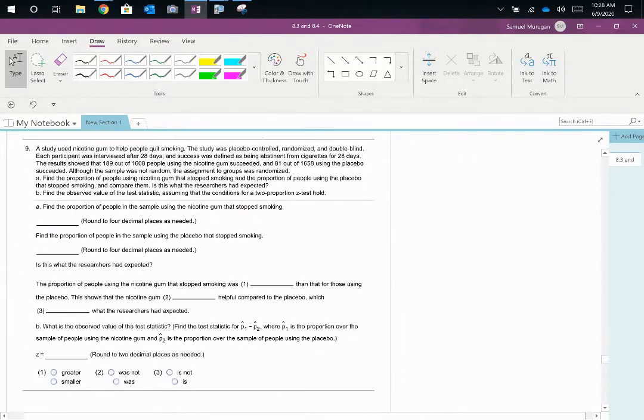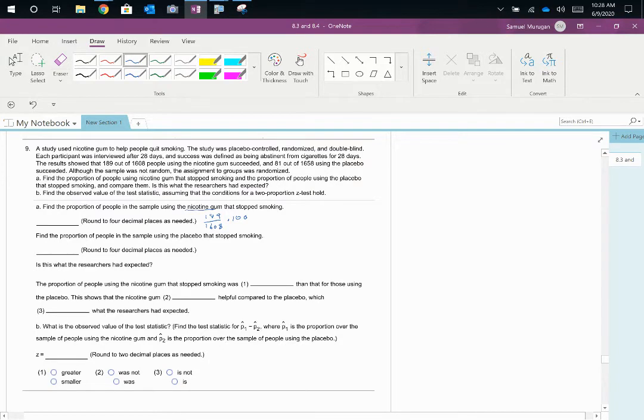A study used nicotine gum to help people quit smoking. The study was a placebo-controlled, randomized, double-blinded study. Each participant was interviewed for 28 days, and the successes were defined as being abstinent from cigarettes for 28 days. The results showed, first results, 189 out of 1608. This is for the group using the nicotine gum.